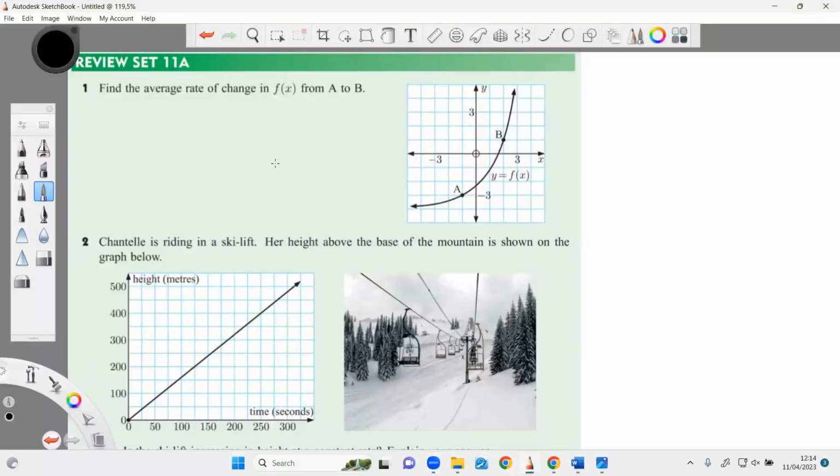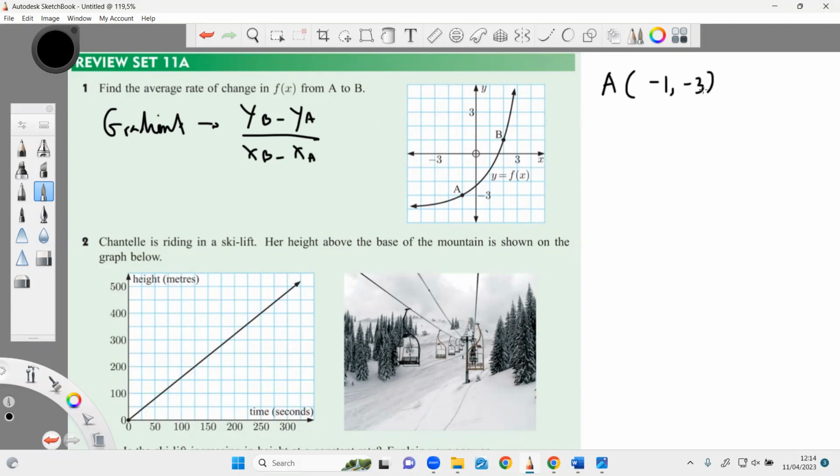Okay, I will split the video into two parts, which are reviews at 11a and reviews at 11b. If we are finding the average rate of change, what we need to find is the gradient. The gradient from A to B is this formula. So mention the point A and B, right? X, y. And the gradient, which is x subtract x, 1 subtract -3, 2 subtract -1.